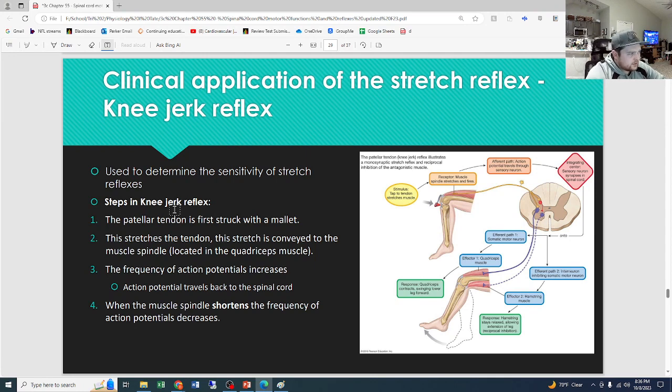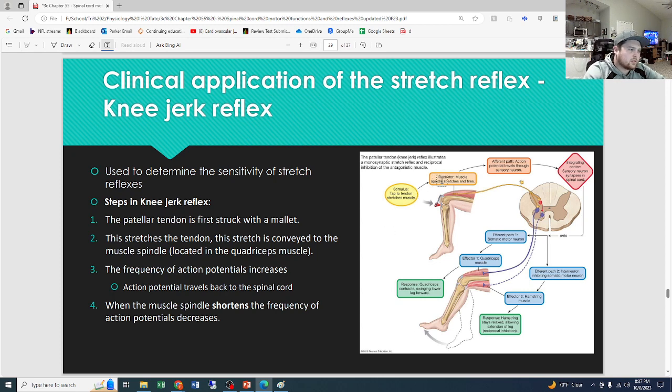The steps is first, the patellar tendon is struck with a mallet. This stretches the tendon. This stretch is conveyed to the muscle spindle, which is located in the quad muscle, and the frequency of action potentials increase. The action potentials travel back to the spine along which nerve? The type 1A afferent nerve. And when the muscle spindle shortens, the frequency of action potentials decrease.